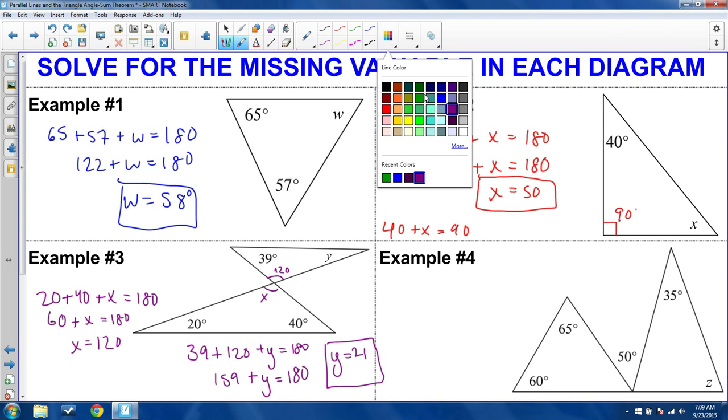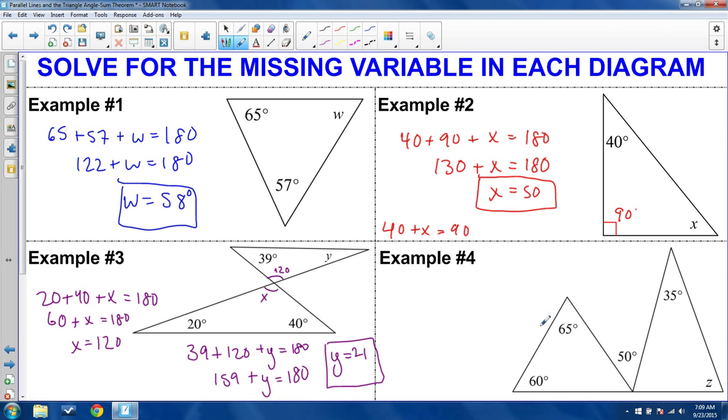Okay, the final one, example number 4, we have to find z. And again, we have kind of the same predicament. We have two different triangles. We also have this angle measure. We have to find out this angle measure. But we can't do that unless we know some more information, such as this 50 is pretty nice right here to know. But we also have to find out then this. We also have to find this angle measure here as well.